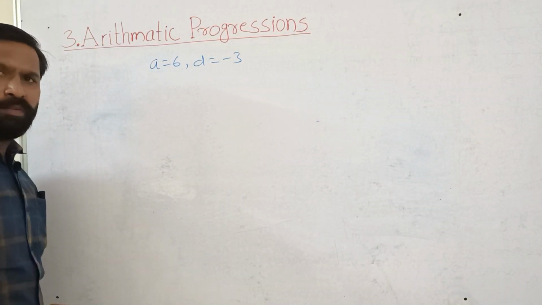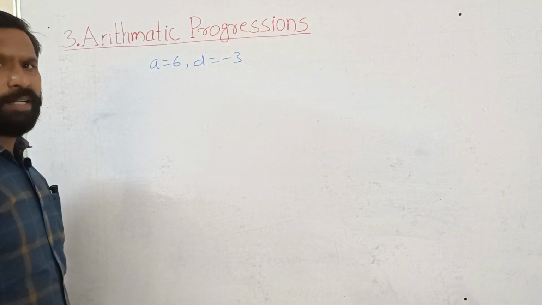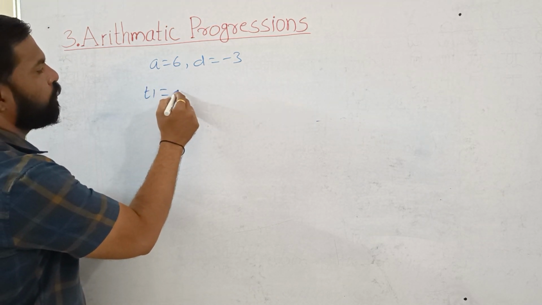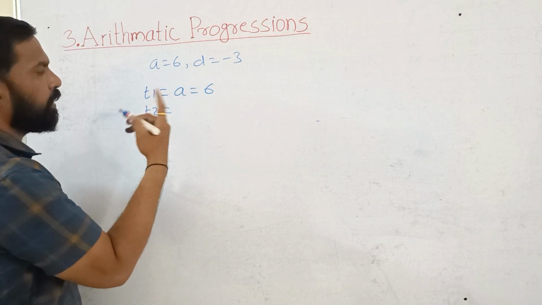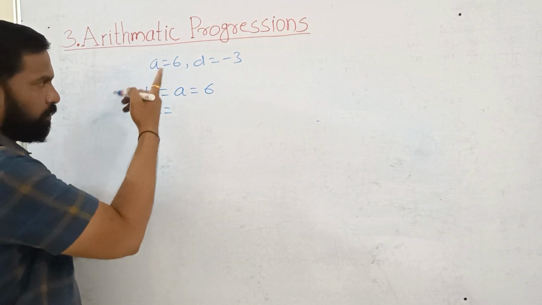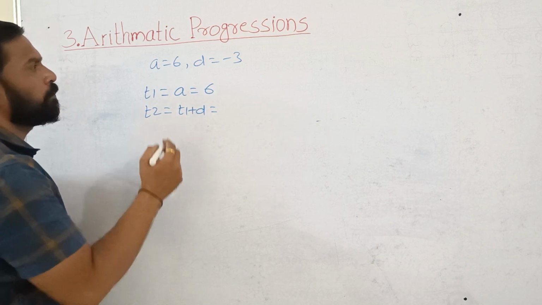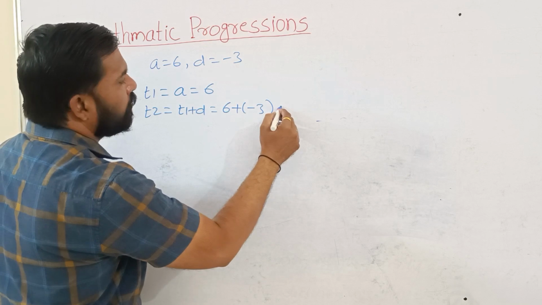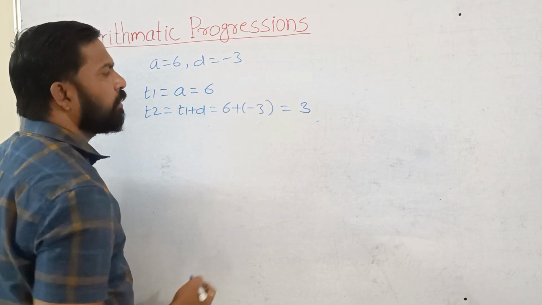The next question we are going to discuss now: A is equal to 6 and D is equal to minus 3. So what is T1? T1 is equal to A, which is 6. How can I find the second term? A plus D, which means T1 plus D, which is equal to 6 plus minus 3, 6 minus 3 is 3.